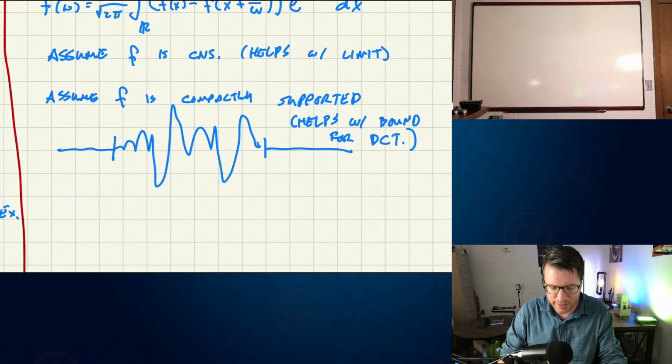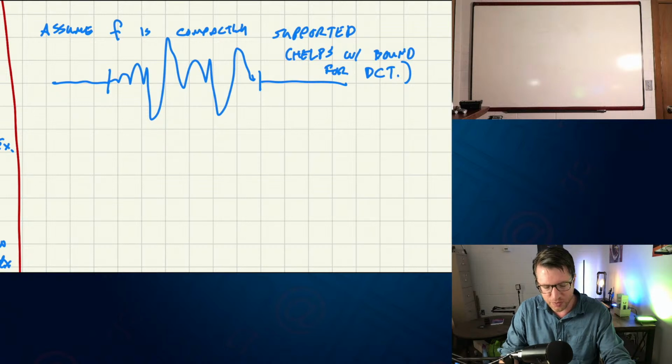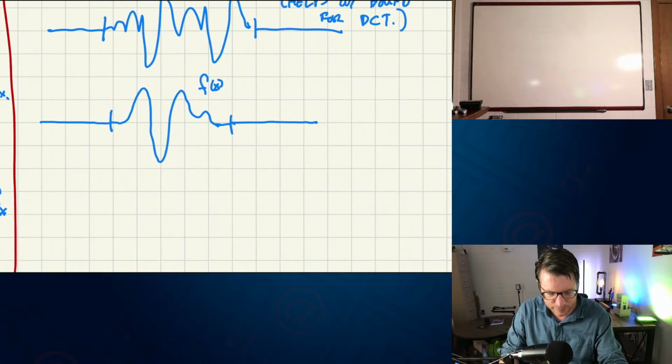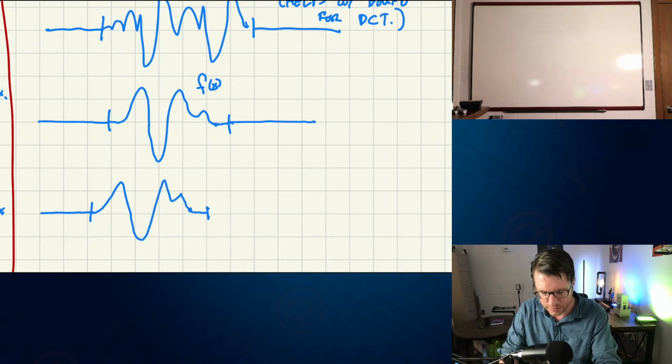And so then what I'm going to do is work with what we got. We have this compactly supported function. Let me draw something a little bit easier. And then we're doing some sort of shifting. So this is going to be, say, f of x. And then we're going to have some other function that looks more or less exactly the same, just shifted a little bit. And so this is going to be f of x plus pi over omega.